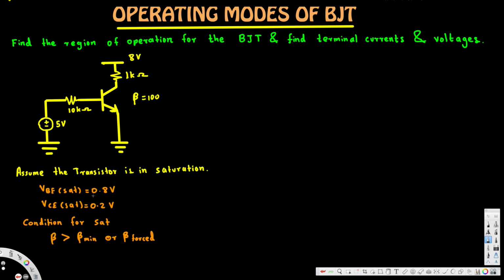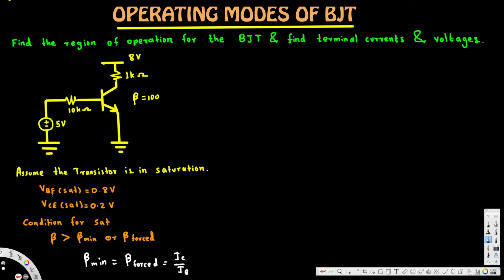And also, assuming this, we get a beta minimum value which can be calculated using this formula. Beta minimum, or we can say beta forced, because we are forcefully assuming this is in saturation, so we can also call this one beta forced. That should be equal to IC over IB. If we calculate this and find that this value is less than the given beta of 100, this is in saturation, otherwise this is in active mode. Okay, now let's go ahead and figure that out.